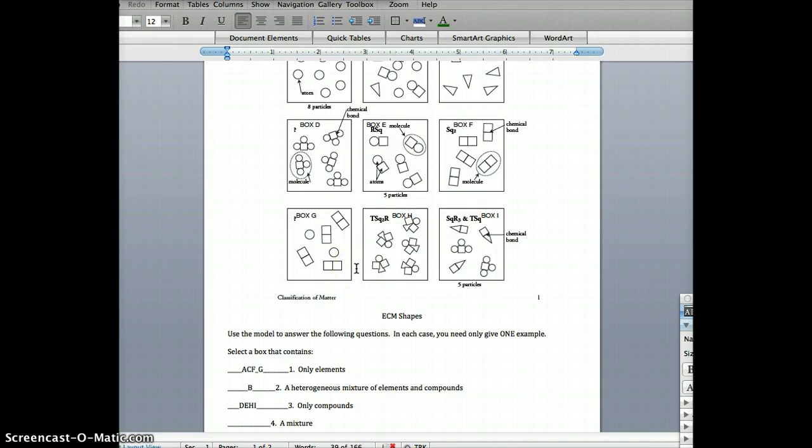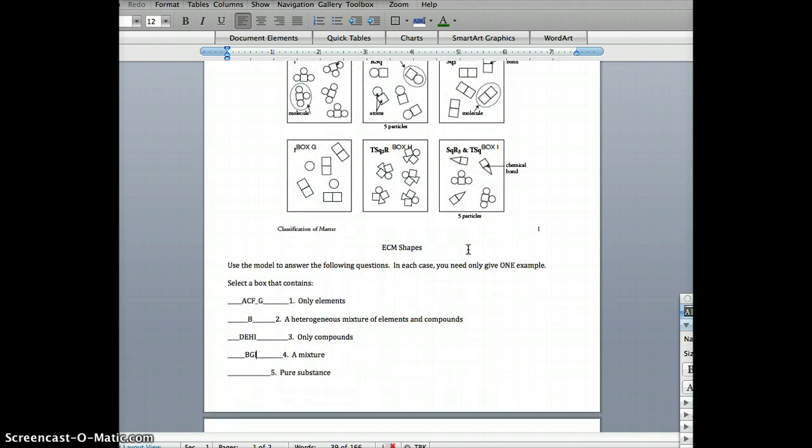Mixtures. Mixtures contain two different identities. So that's a mixture because there's two different kinds of compounds. This is a mixture because there are two different kinds of elements. This is a mixture because there are compounds and elements that are different. The others are all pure substances, the other boxes. So a mixture would be either B or G or I.